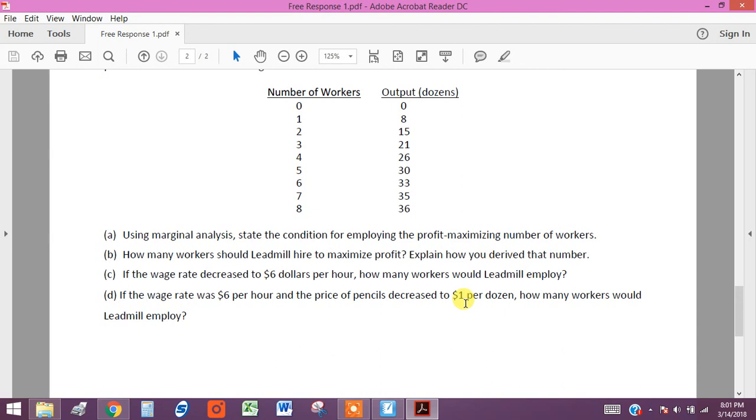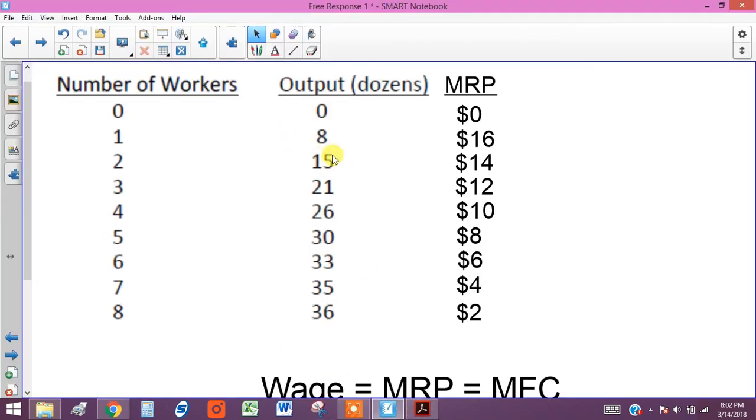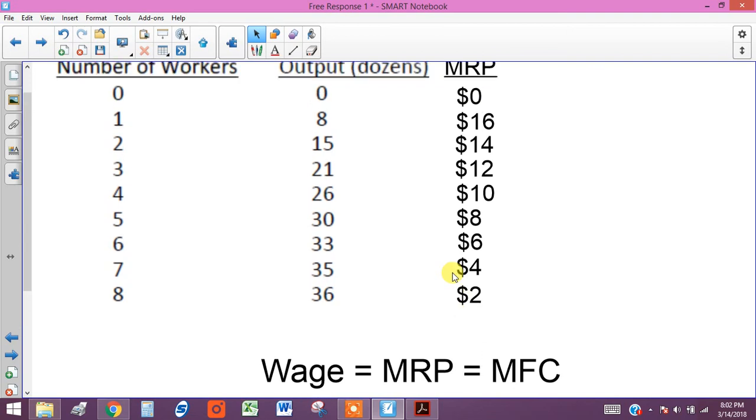So you want to make sure that you understand marginal analysis and how you find marginal revenue product if you know what the total output is as you add workers, as it changes. And don't get confused between marginal and total, right? Because you got to know that the margin here is 7. It's the change, not the totals. And I believe that will conclude our videos for the free response 1 assignment.